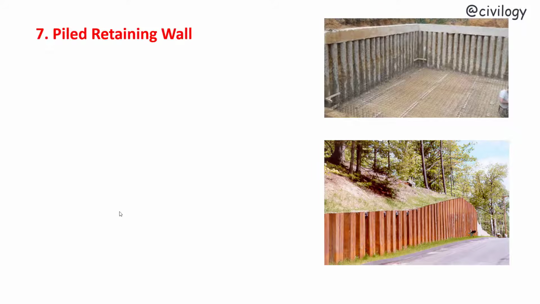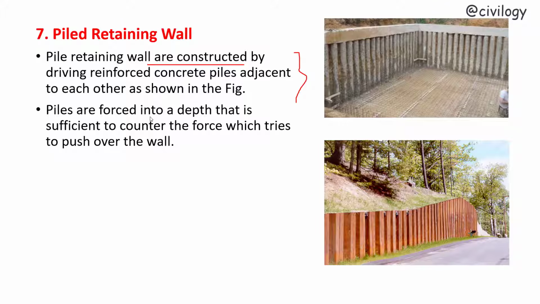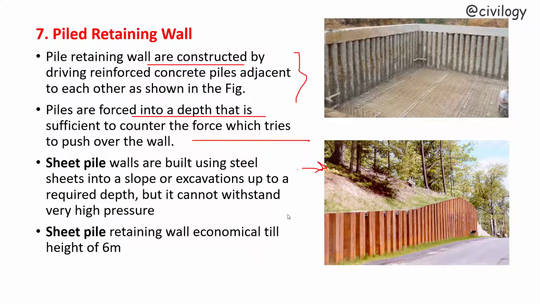Next, piled retaining wall. Pile retaining walls are constructed by driving reinforced concrete piles adjacent to each other as shown in the figure. You can see in this picture the piles are very close to each other to retain the soil. Piles are forced into a depth that is sufficient to counter the force which tries to push over the wall. Sheet pile walls are built using steel sheets driven into a slope or excavations up to a required depth, but it cannot withstand very high pressures. So it is economical only up to a height of 6 meters.